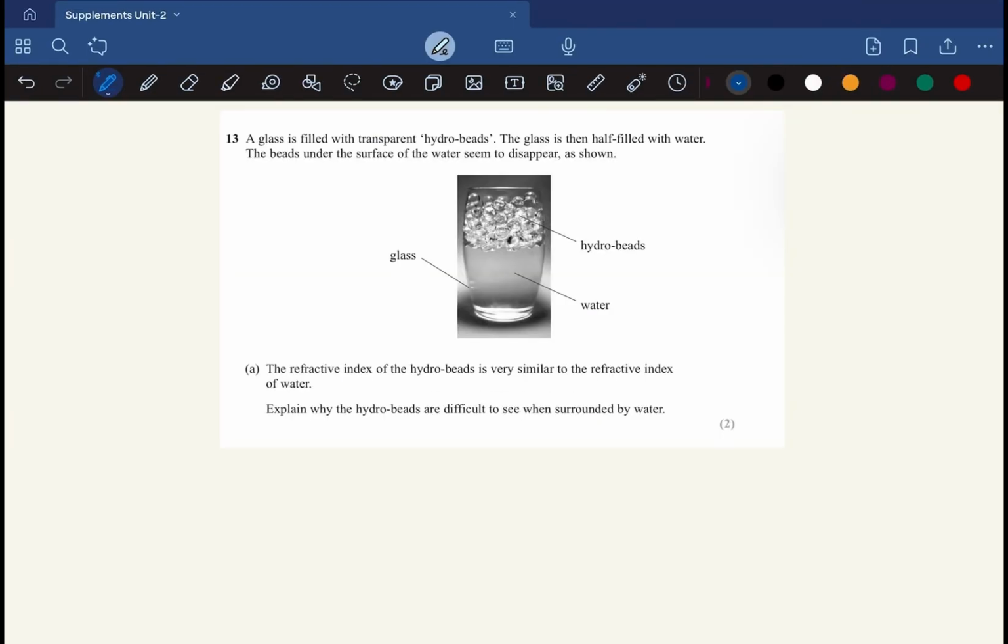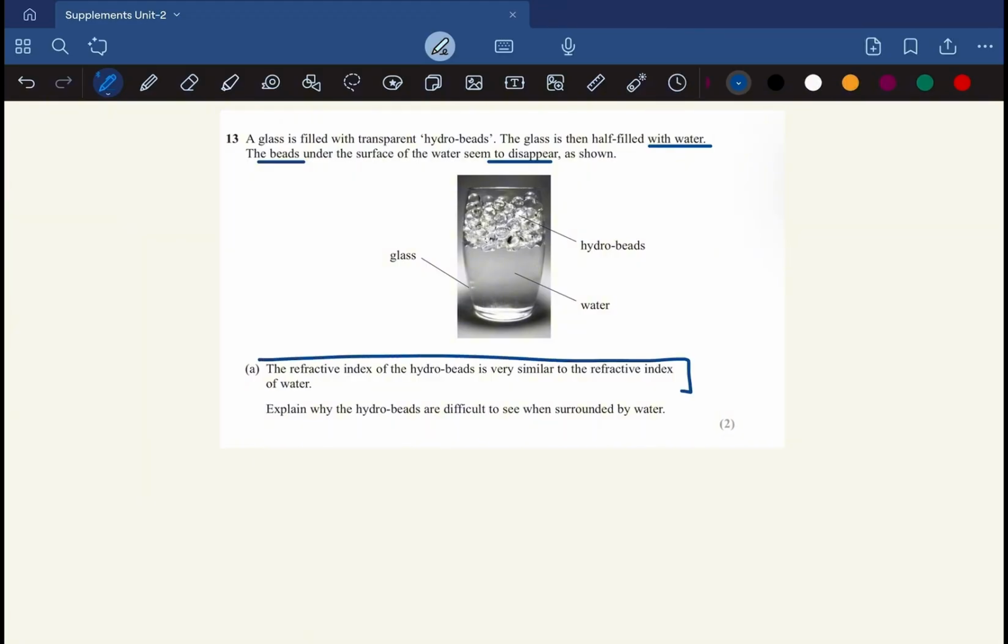Question number 13 says a glass is filled with transparent hydrogel beads. The glass is then half filled with water. The beads under the surface of the water seem to disappear. So basically when the beads are in contact with the water, they are disappearing, right? This is how you should annotate on exam day as well, because it will be easier for you to remember those things. Now it says the refractive index of the hydrogel beads is similar to the refractive index of water.